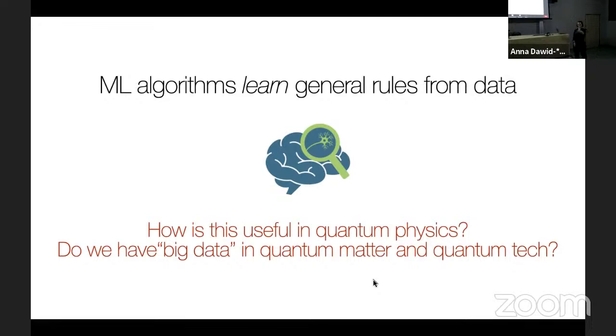Any ideas? I see a hand over there. In some fields of quantum physics, we actually know more information than we usually do in cats and dogs classification. For example, we know normalized distributions, Boltzmann distributions, and other information that we can use to implement our machine learning algorithms. Interesting, interesting. Anyone else has an opinion on where the data would come from for a quantum physicist?